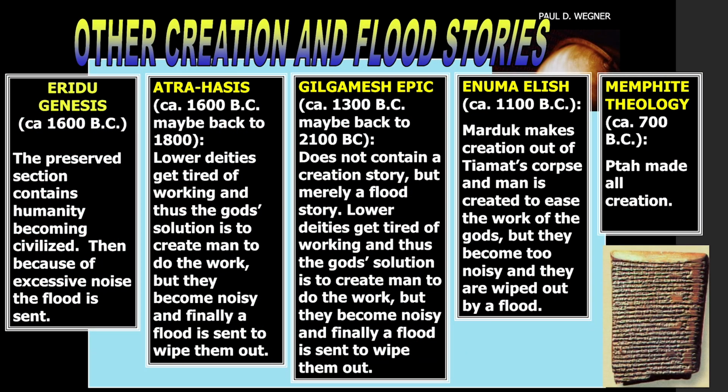Okay, another thing I wanted to show you is there are different creation stories. We've got the Eridu Genesis, the Atrahasis, the Gilgamesh epic, Enuma Elish, and the Memphite theology. The last one is basically from Egypt. People have often said, and you see it in the commentaries all the time, that these are just mirroring the ancient Near Eastern stories. We were talking a little earlier about this, but when you actually start looking at them, you can see that the biblical text is significantly different than the others.